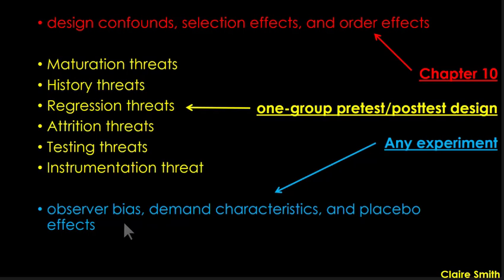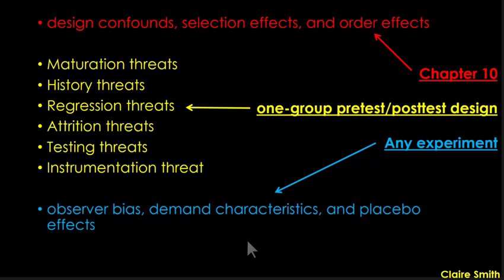And then there's 3 other ones that are applicable to any experiment, so not just necessarily a one-group design. It is still applicable to the one-group design, but also if you have a normal pre-test, post-test setup with more than one group, you could still have these threats to internal validity, which we've already kind of talked about as well: observer bias, demand characteristics, and placebo effects. So there's 12 threats total that we're going to go through in this chapter.